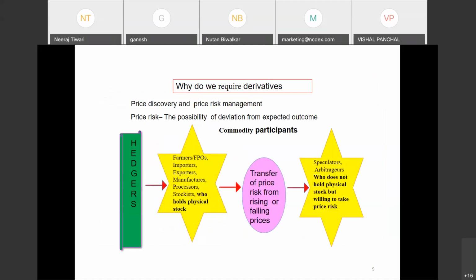Now, why do we require derivatives? As I said, there are two markets. One is the spot market, one is the derivative market, that is the future market, the dynamic market. Why do we require this dynamic market? Because this dynamic market offers us price discovery and price risk management. Why do we require these derivatives? To manage the price risk. So we don't know what would be the price tomorrow.